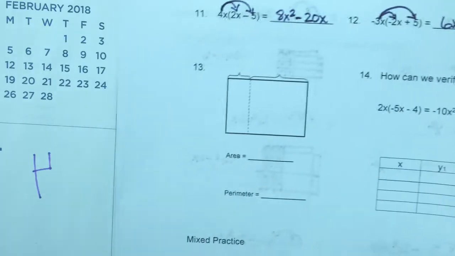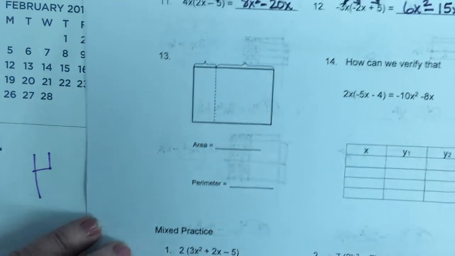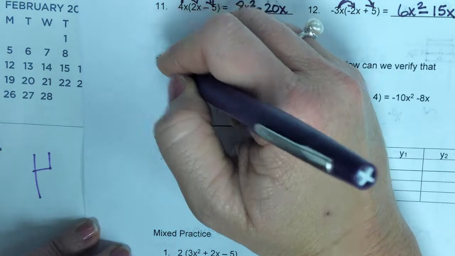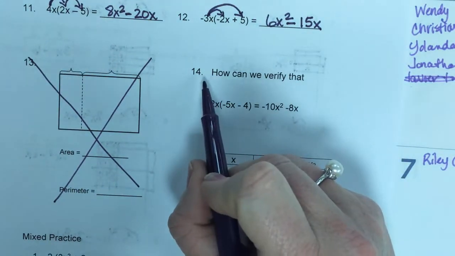Okay, moving on to number 13. And it looks like I'm missing my information on here, so we are going to cross this out. And we'll go on to number 14.